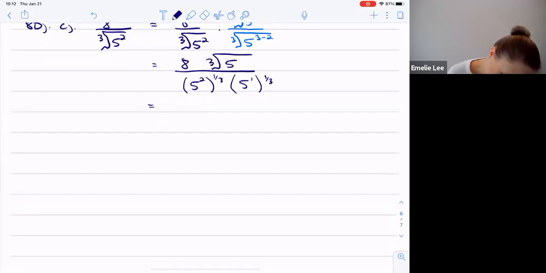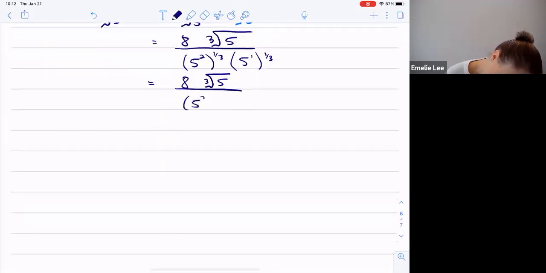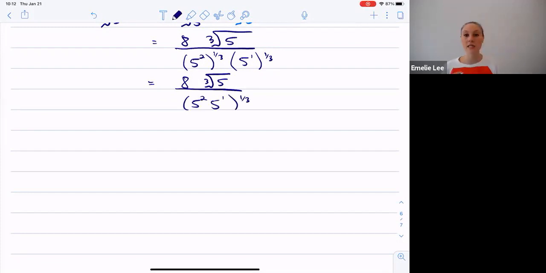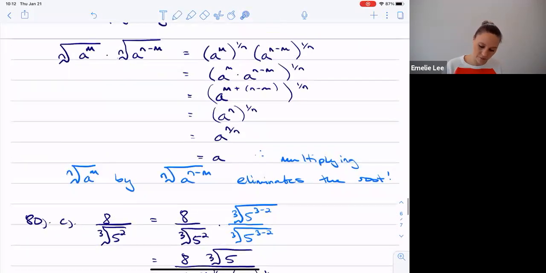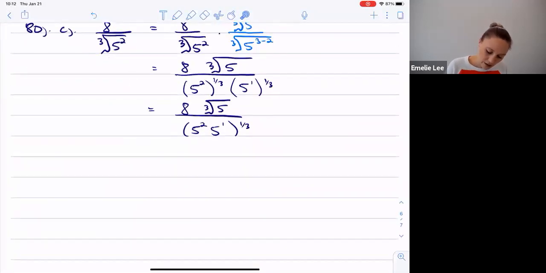This becomes 8 times the third root of 5 divided by, and then I'm going to have 5 to the power of 2 times 5 to the power of 1, all to the 1 over 3, using that same math that we used earlier up here, right? Just with numbers now. 5 to the power of 2 times 5 to the power of 1, right?